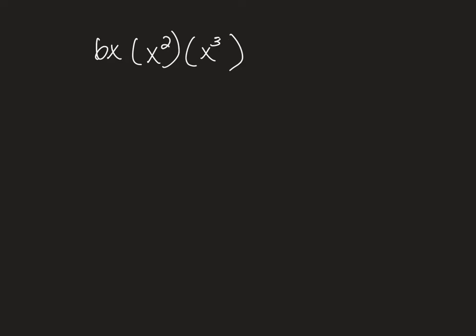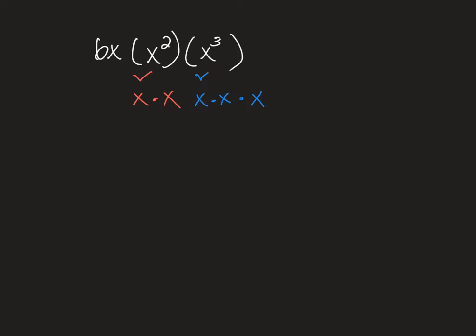All right, we're going to start looking at exponent rules. So in this first example, I have 6x times x squared times x to the third. And we know that x squared simply means we have x times x. You're multiplying something by itself twice. And we know that x to the third means x times x times x.